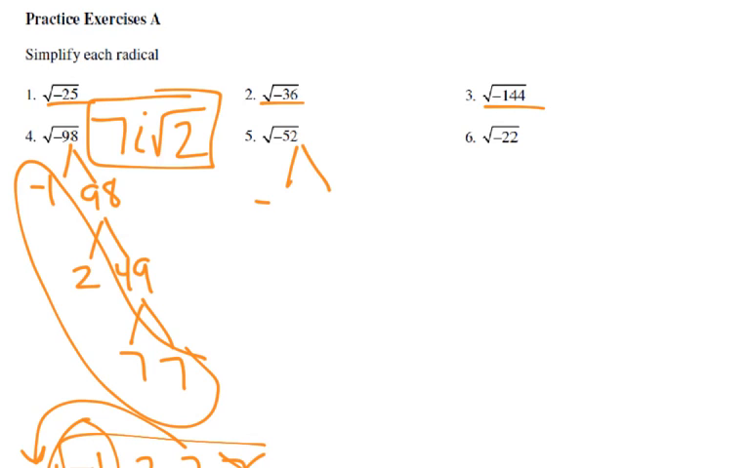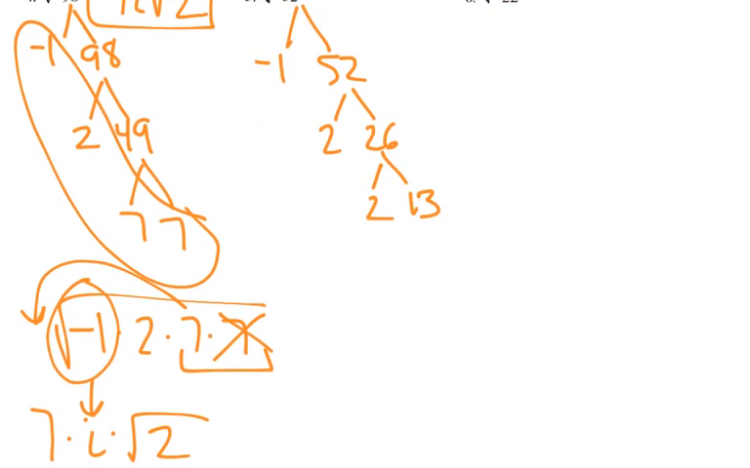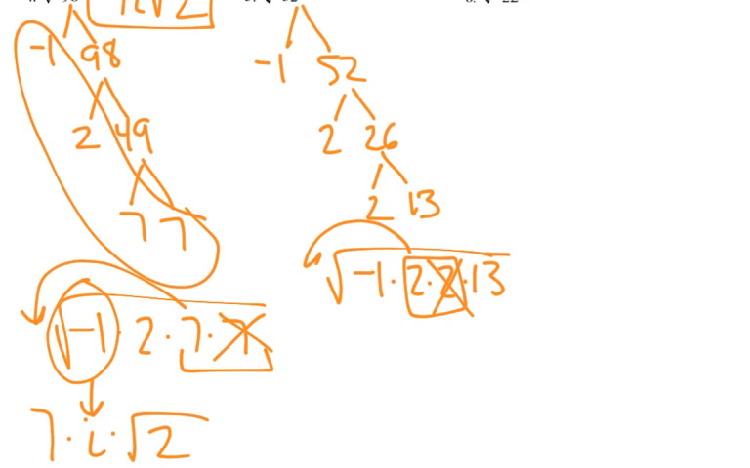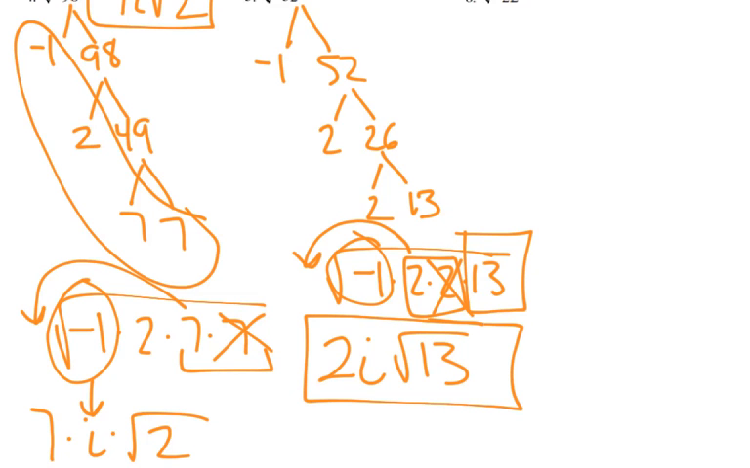Okay, so 52, same idea, negative 1 and 52. See if I can actually get this one right. 2 and 26. There we go. This one would be what? 2 and 13. So it would be square root of negative 1 times 2 times 2 times 13. So I've got a pair right there. Destroy one, pull the other one out. I know that square root of negative 1 is going to be i, and then I'm left with square root of 13 for my answer.